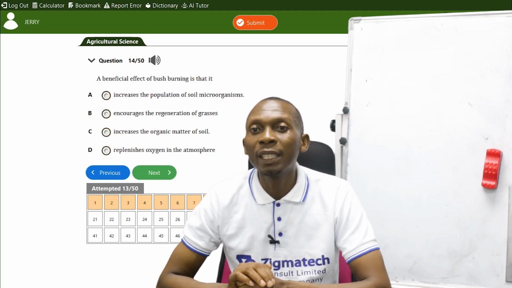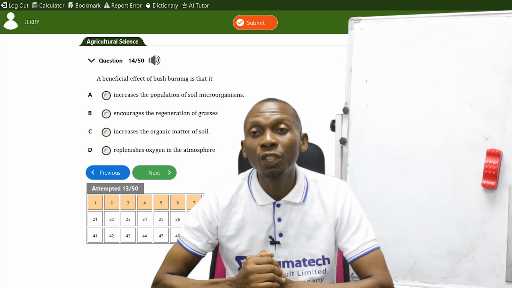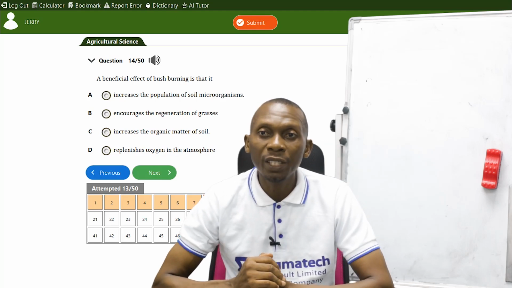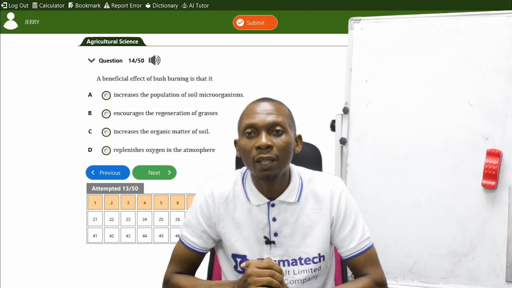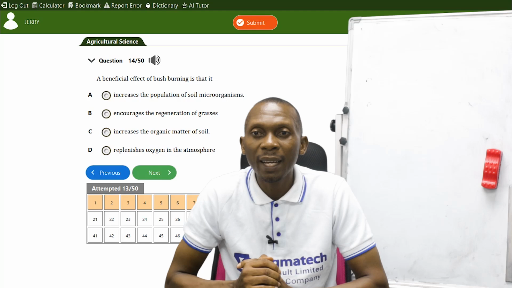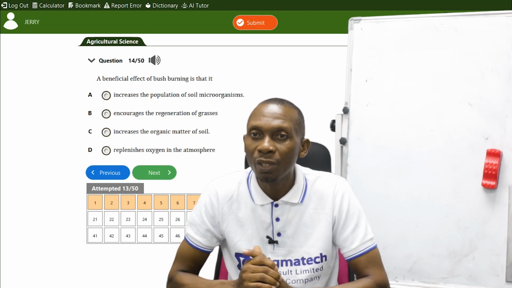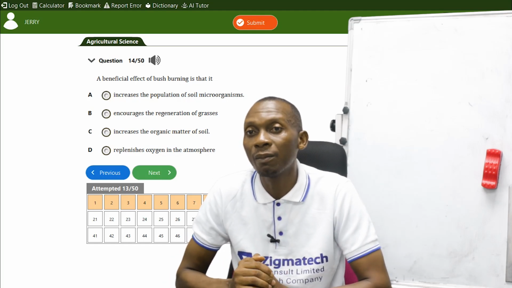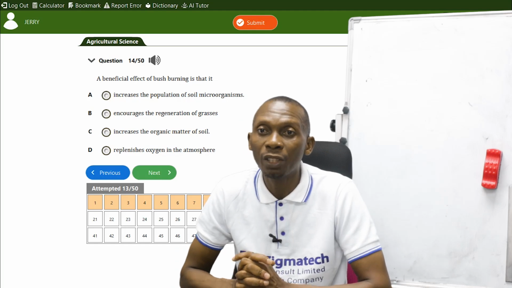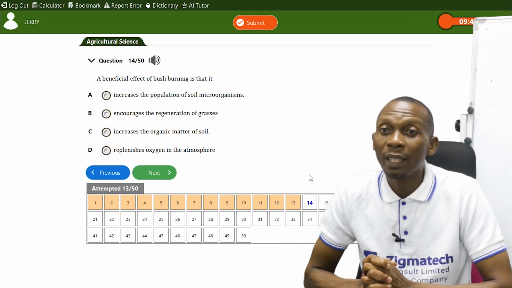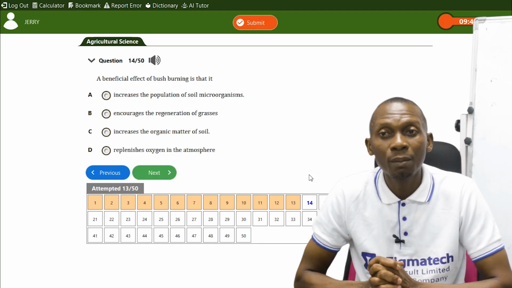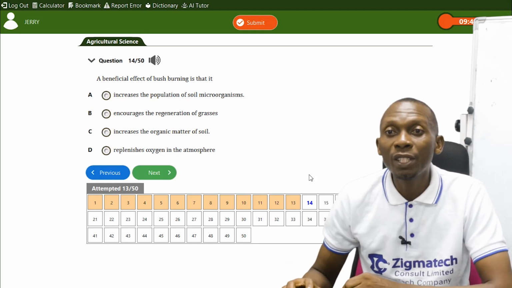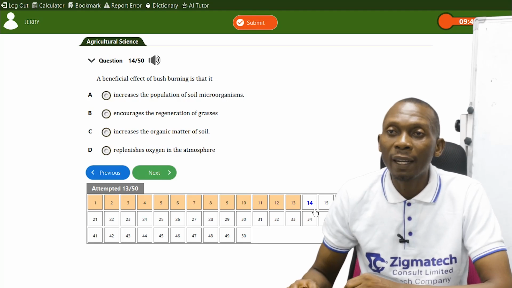A beneficial effect of bush burning is that it increases the population of soil microorganisms, it encourages the regeneration of grasses, it increases the organic matter of soil, and it replenishes oxygen in the atmosphere. No, bush burning does not increase the population of soil microorganisms, rather it kills or decreases the population. It does not increase the organic matter contents, neither does it replenish oxygen in the atmosphere. The answer here is it encourages regeneration of grasses.